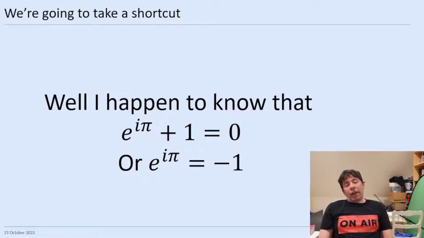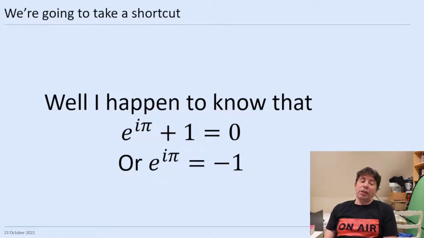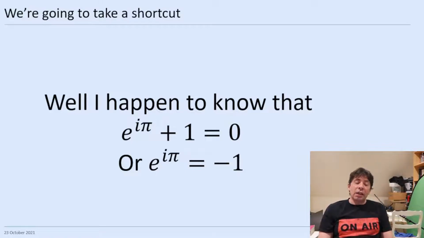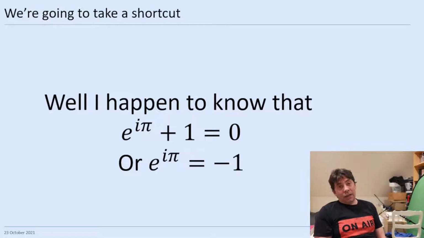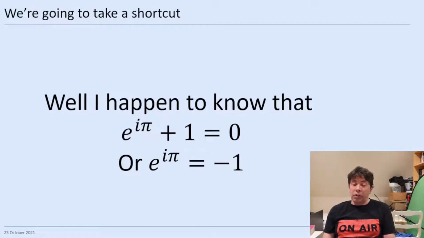Okay, we're going to take a shortcut. We happen to know that e to the i pi plus 1 equals 0. This is one of the most beautiful formulas in mathematics. It's fascinating. It unites the 5 most important numbers in mathematics, e, i, pi, 1 and 0. And they're all from different fields. So pi is from geometry, e is from calculus, but they all fit together in this equation.